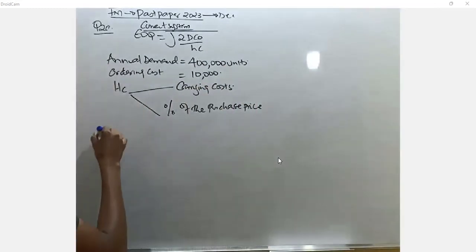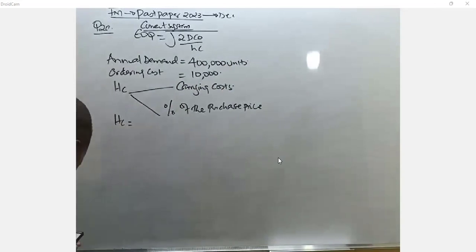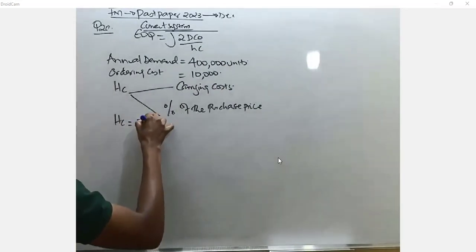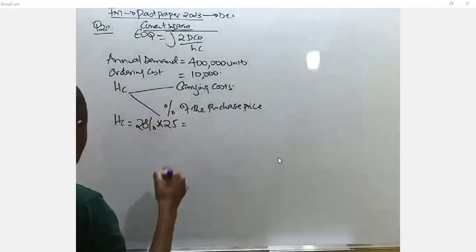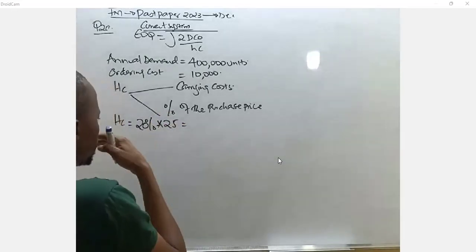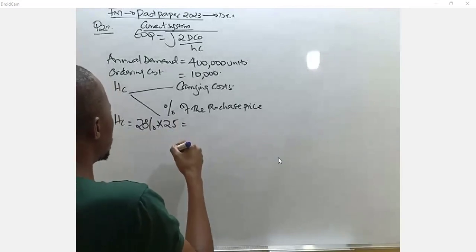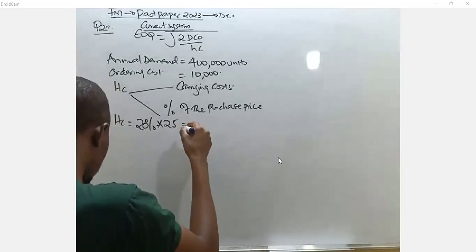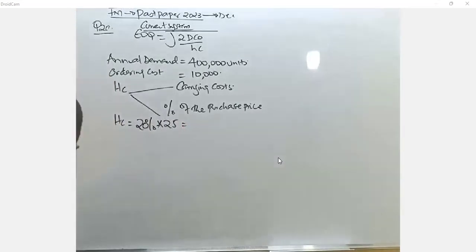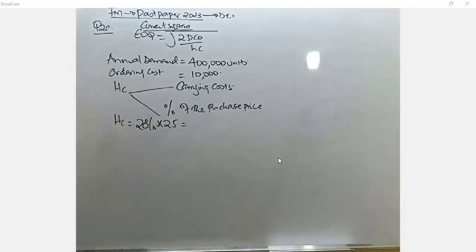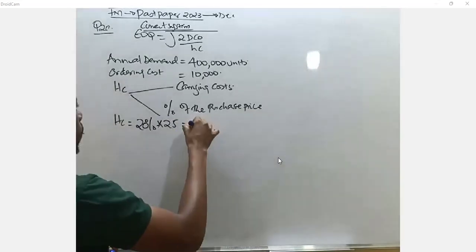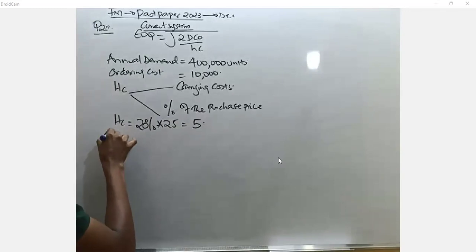So in this case, our holding cost, when I look at it there, we have been told the inventory holding cost is 20% of the purchase price, which is 25. So 0.2 times 25, you should be getting 5. Correct. So what is your EOQ?